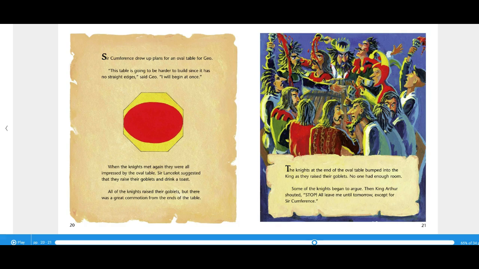Sir Lancelot suggested they raise their goblets and drink a toast. All of the knights raised their goblets, but there was great commotion from the ends of the table. The knights at the ends of the oval table bumped into the king as they raised their goblets. No one had enough room. So this isn't going to work either.